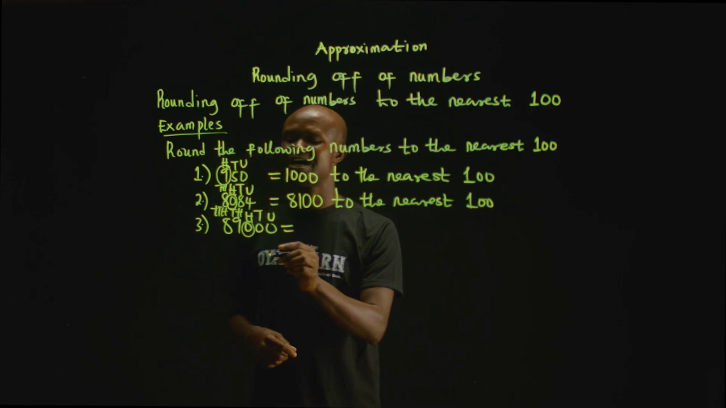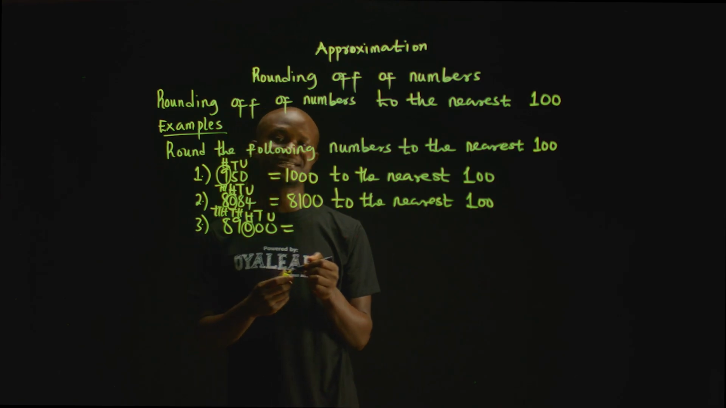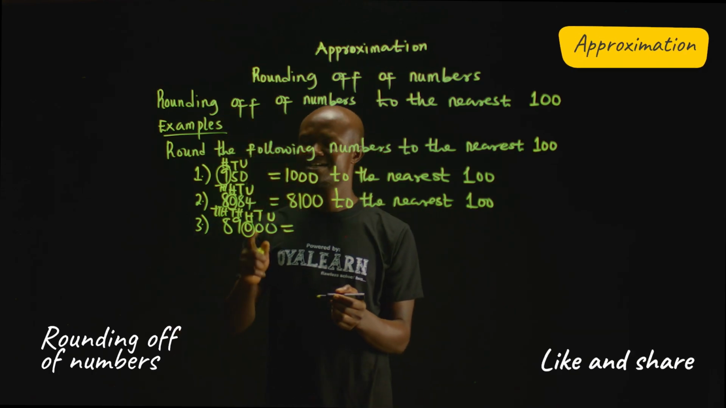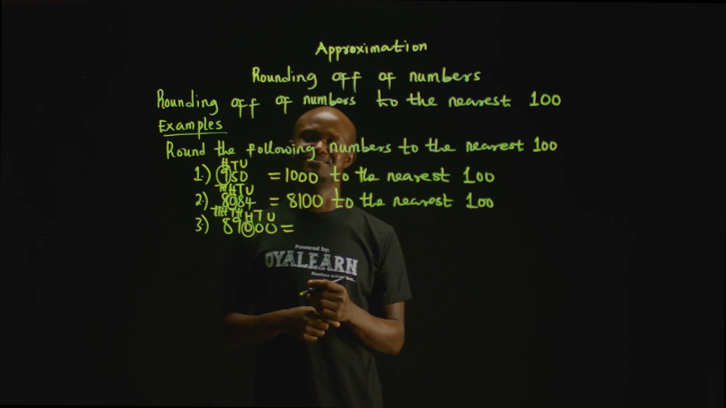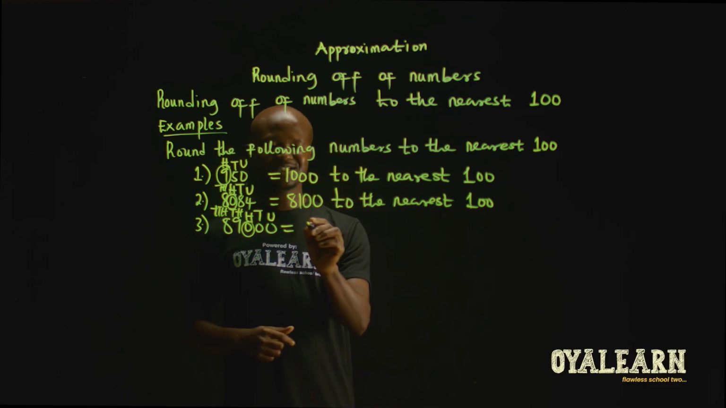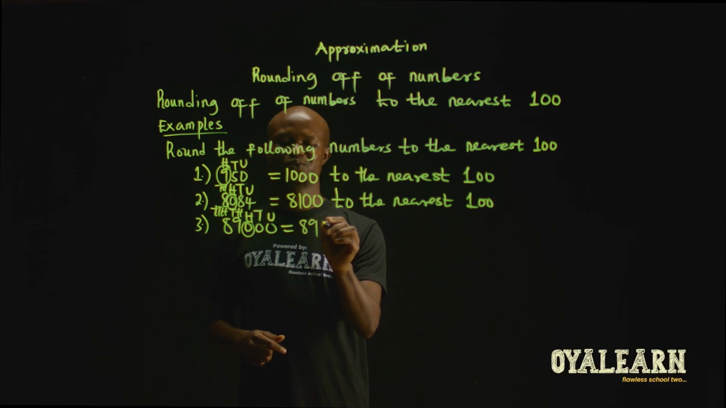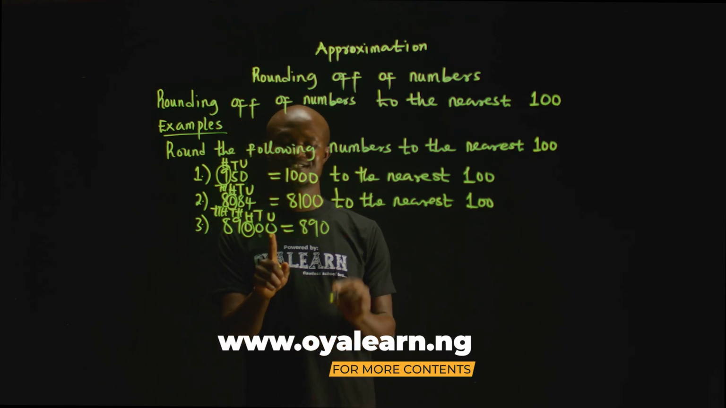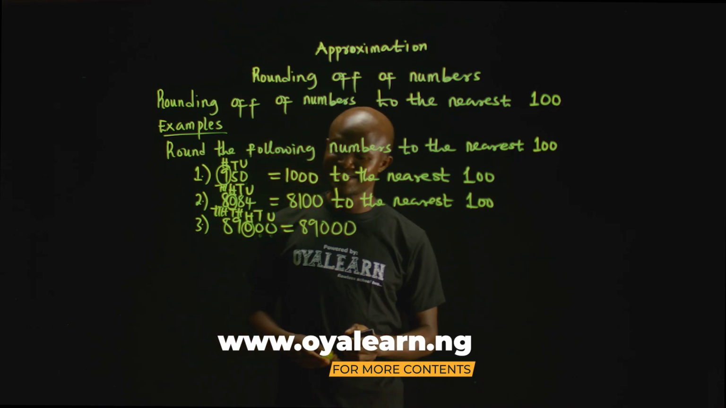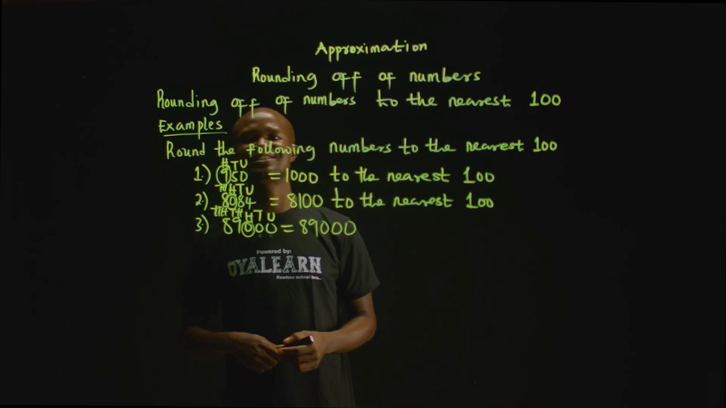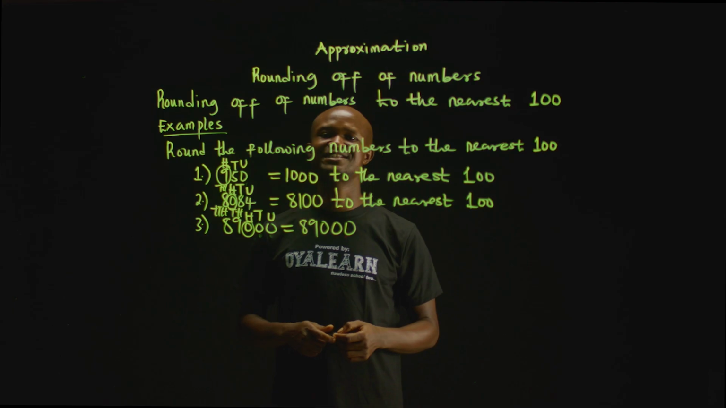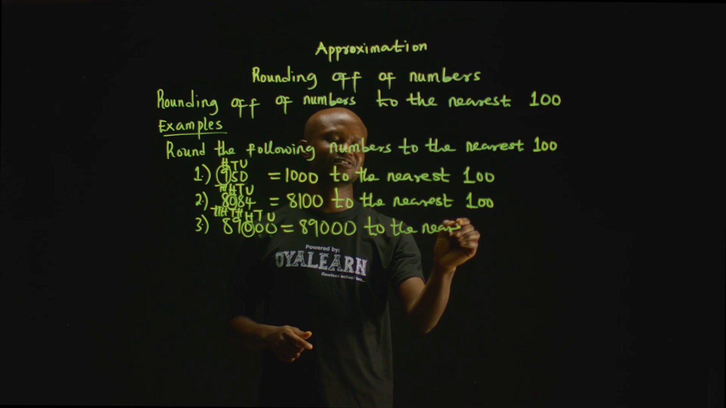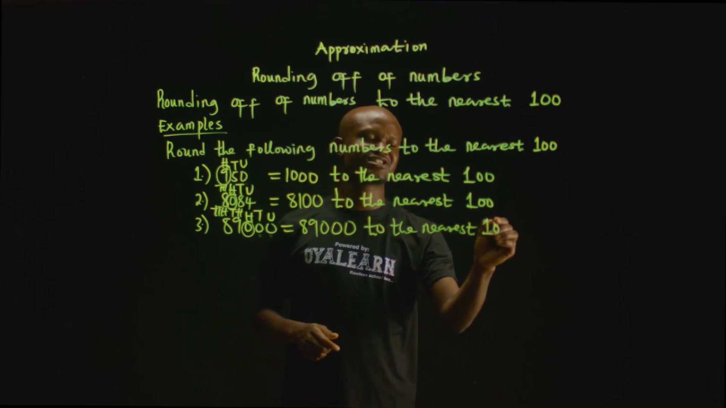And what do we have at the back of this 0? The number directly after this 0 is also 0. So it means that this 0 will remain the same. So it means that we now have 89, which is this 0. We're already having 0 here. And we're having 0 here. So it means that 89,000 is still equal to 89,000 when you approximate it to the nearest 100. That is the solution to the problem.